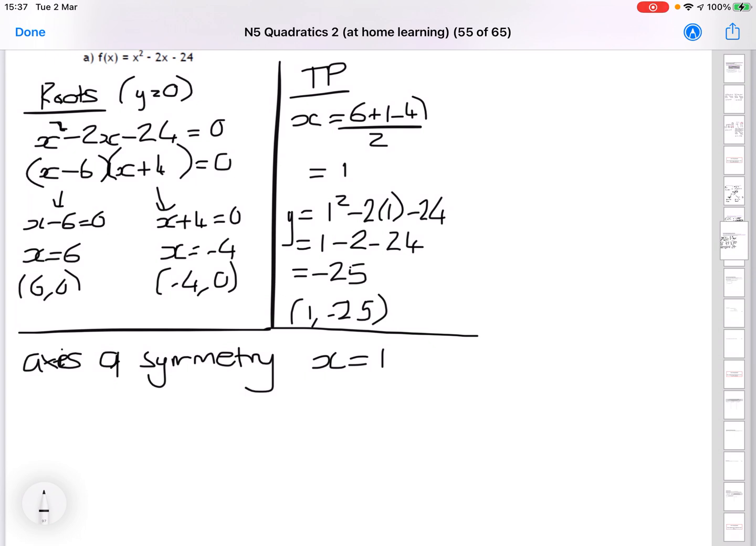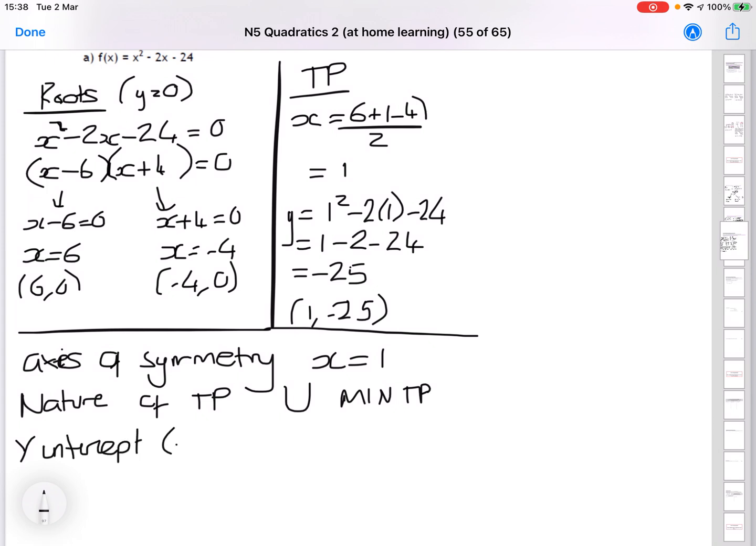We then also were asked for the nature of the turning point, so we can write that in as well. So nature of the turning point. Now remember, if your equation is a positive x squared, then it's a happy face shape, so it's a minimum turning point. If it was a negative x squared, it's the sad face shape, so it would be a maximum turning point.